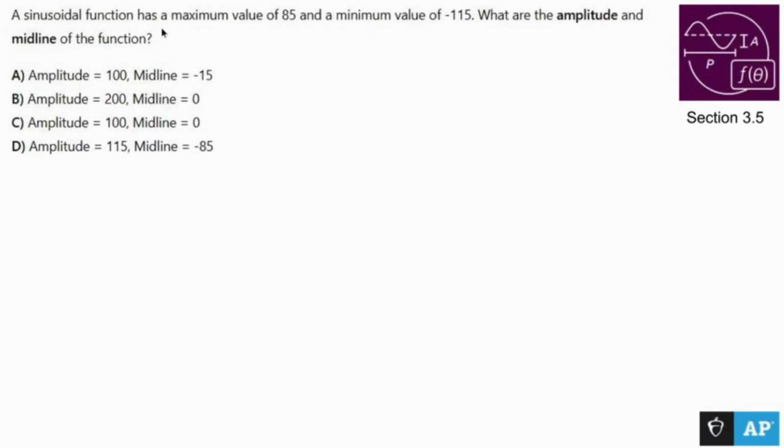A sinusoidal function has a maximum value of 85 and a minimum value of negative 115. What is the amplitude and the midline of the function?